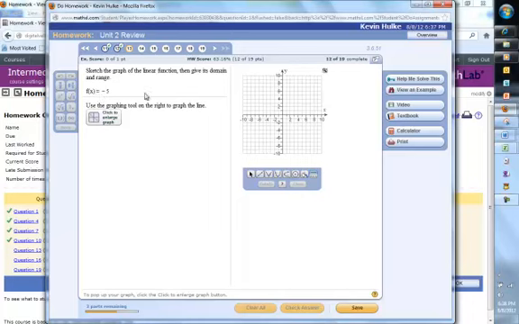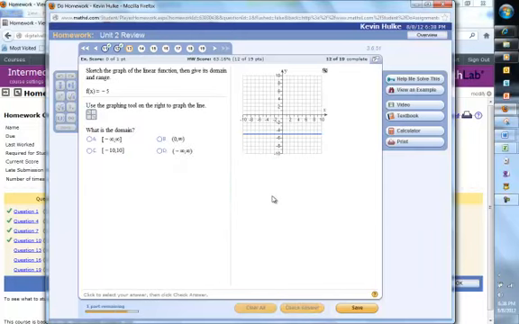Sketch f of x is... so y is -5. No matter where x is, y is -5. The domain is from -infinity to +infinity, and the range is always just -5.